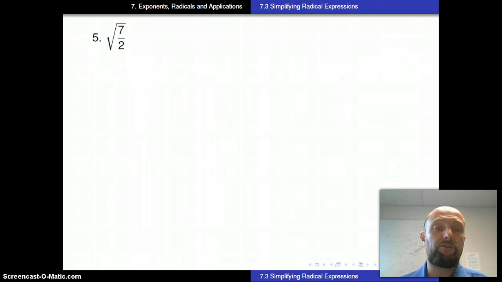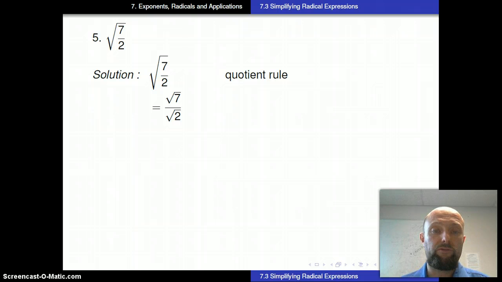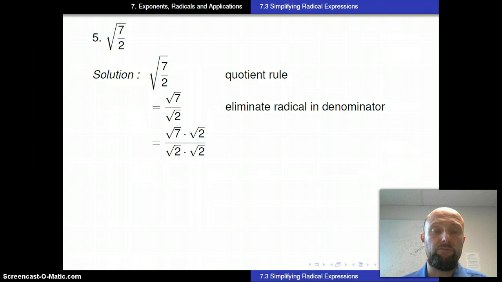Question 5. The square root of 7 over 2. We start by using the quotient rule and rewriting square root of 7 over 2 as square root 7 over square root 2. This is the first example where we now have a radical in the denominator. So we eliminate the radical in the denominator by multiplying numerator and denominator by that radical. So we multiply the numerator and the denominator by radical 2.